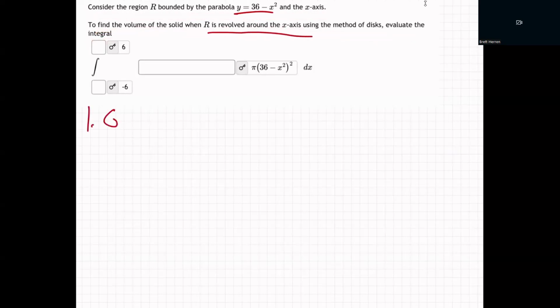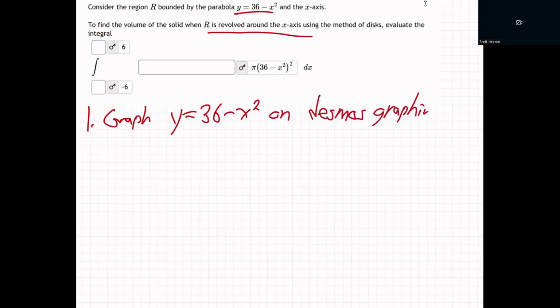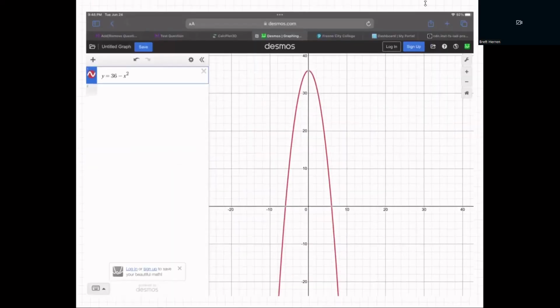So step one, I'm going to graph y equals 36 minus x squared on the Desmos graphing program, right? You have that link on the home page of our Canvas course. So here it is. I've already done it. I typed in y equals 36 minus x squared. I kind of zoomed in until I could see everything.